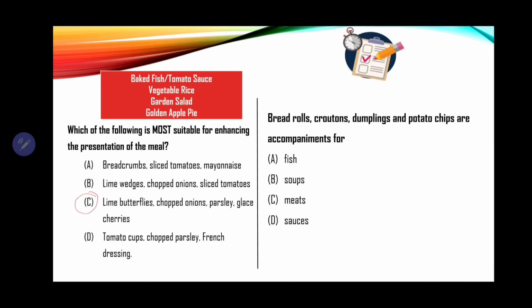Bread rolls, croutons, dumplings, and potato chips are accompaniments for A. Fish, B. Soups, C. Meats, and D. Sauces. And the correct answer here, guys, is soups. All right? Good job. You are awesome.